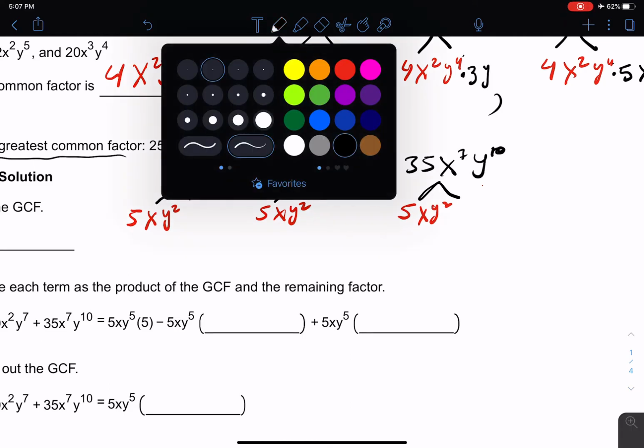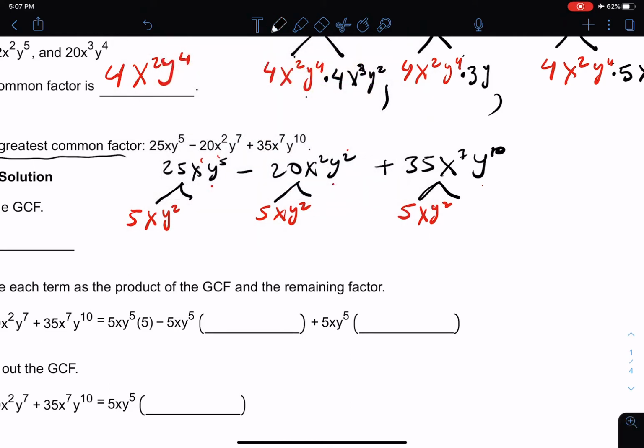I see what happened. I didn't copy down the problem right. This is 25xy to the fifth. This is x squared y to the seventh, and I put a 2. That changes things a little bit, doesn't it? So it's x squared y to the seventh, and 35x to the seventh y to the 10th. Okay, the rest is fine. So the only thing that I need to revise is my y.